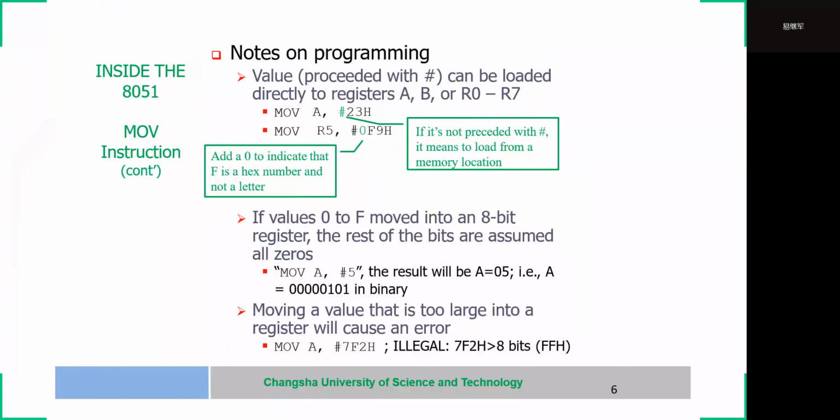Note on program: when you proceed with the pound, the value can be loaded directly to a register, just like here. If a value from 0 to F is moved to an 8-bit register, the rest of the bits are assumed to be all zero, just like here. The result will be 05H, just like this one, and in binary.